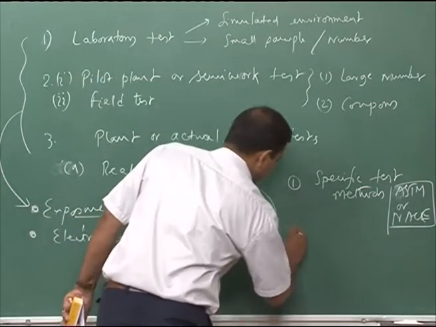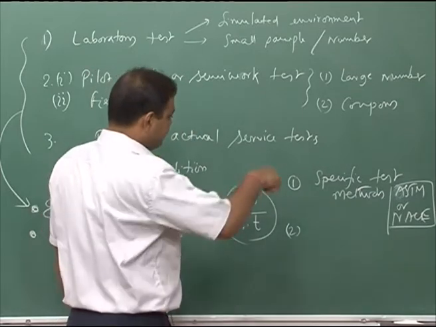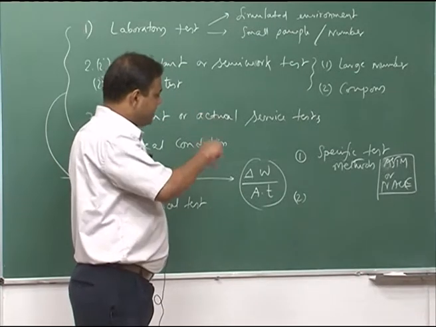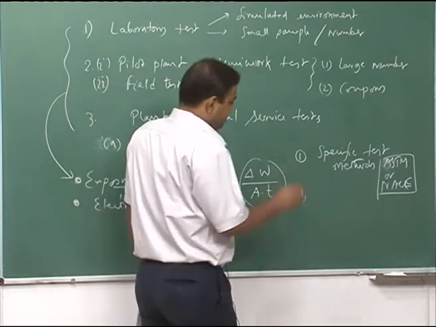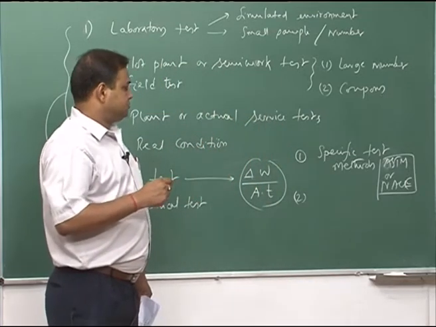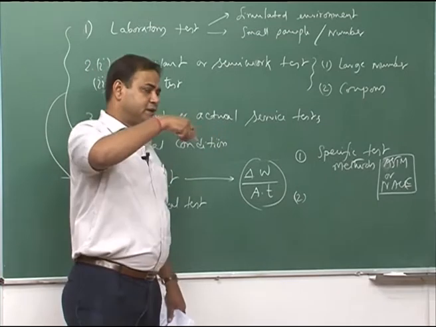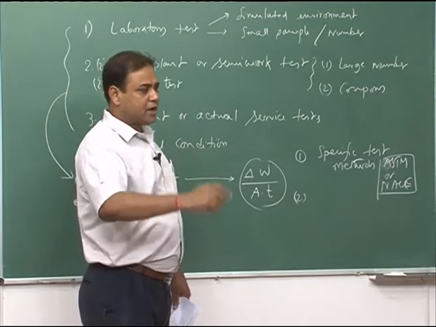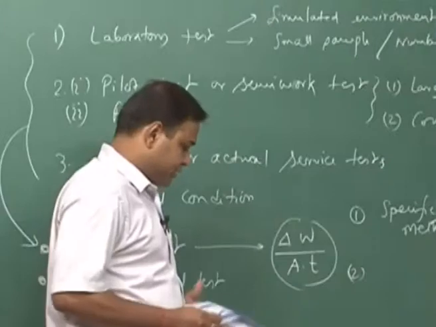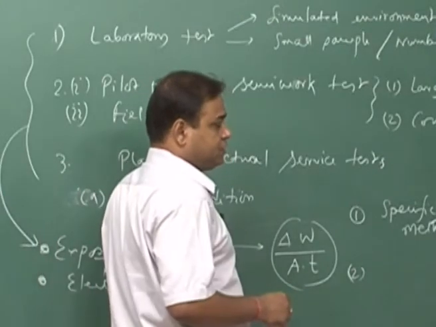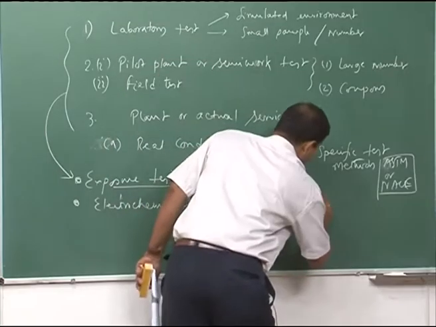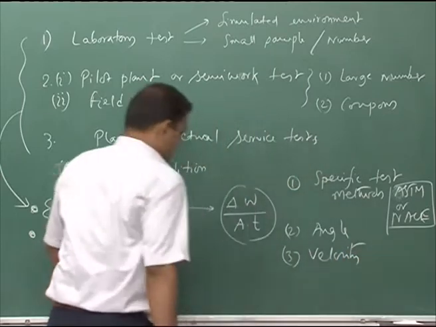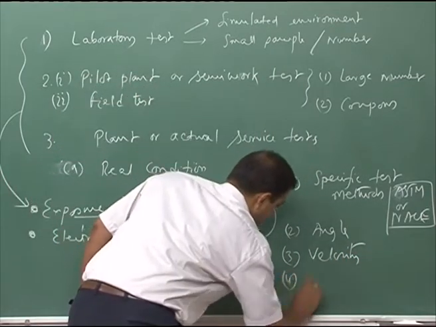Then, of course, we have a few conditions. Let us say the samples are hanging at different angles. For example, if we put it in the environment at a particular angle, the angle at which it is interacting with the environment is one critical issue. Or it could be the velocity of that environment. So, one is angle, velocity, then of course, proper insulation.